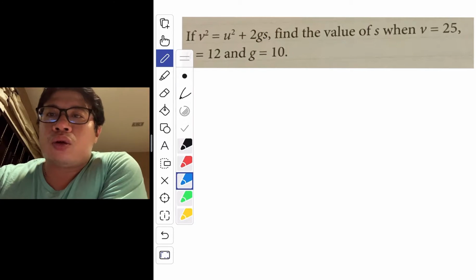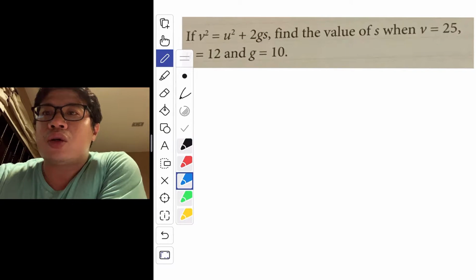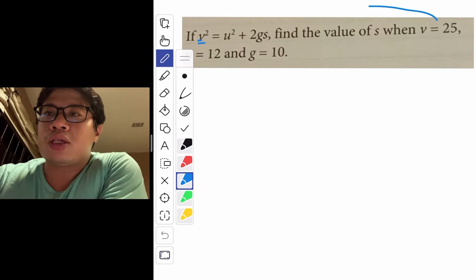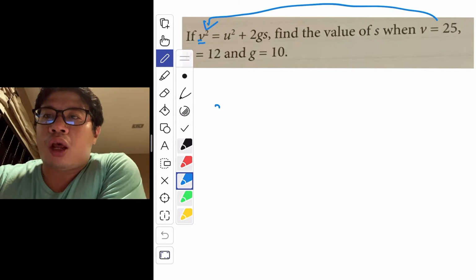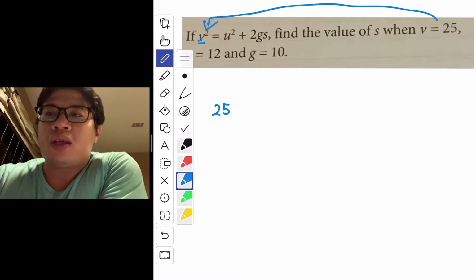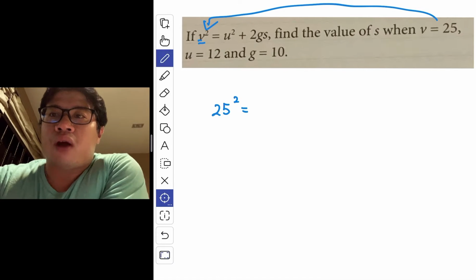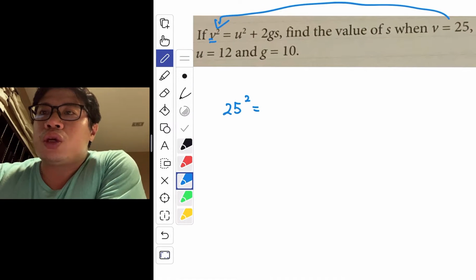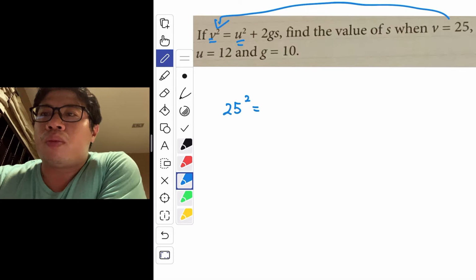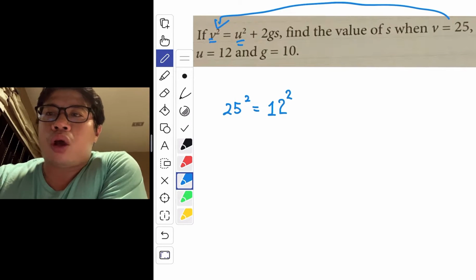Okay, so v square here, you know that v is equals to 25. Now when we put this 25 in, just to note that it basically represents the v, so that's 25 square. So instead of v, we are replacing the v with 25, so that's 25 square. Now u is equals to 12, so we replace u with 12, so u square becomes 12 square.